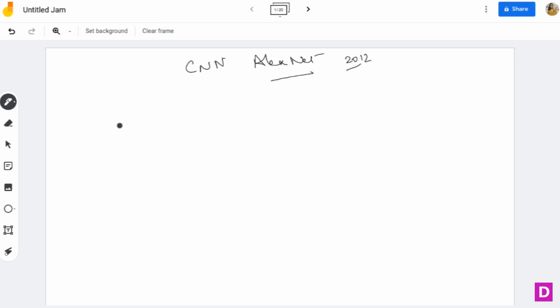So what happened in 2014 was the University of Oxford came up with an architecture or a model which was known as the VGG. VGG stands for Visual Geometry Group. Okay, so this was released by Oxford and we will be studying about VGG.